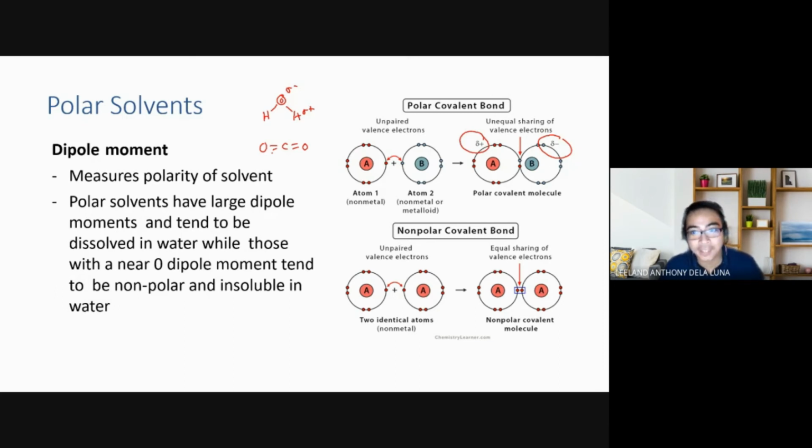Therefore, it makes the solvent polar. If the solvent is polar, polar solutes can easily dissolve in it. Polar solvents have large dipole moments and tend to dissolve in water, while those with near zero dipole moment are mostly considered non-polar and insoluble in water.